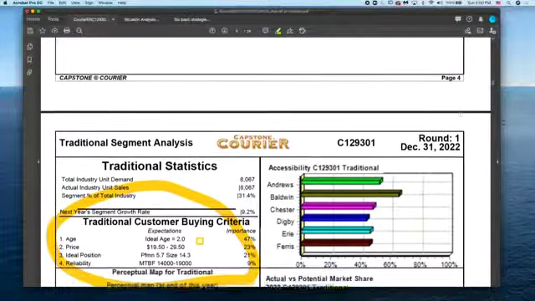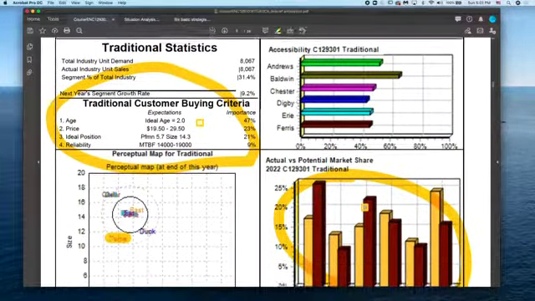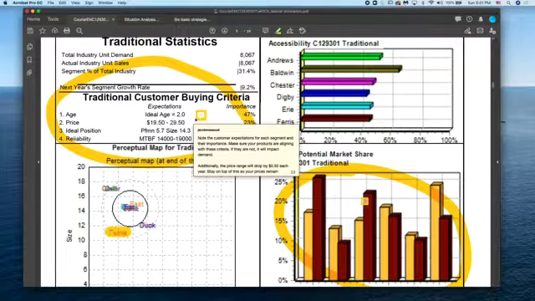Okay, now I'm going to go down and we're going to look at some of the segment analyses. And I'm not going to go through all of them, but I just want to point out a couple of key examples that you can go back to. Now, I'm going to start here with the traditional segment. The first thing I want to show you is always pay attention to the customer buying criteria. You should be going back and forth between the Capstone Courier and each of your decisions when you're entering them into the Capstone simulation. Right?